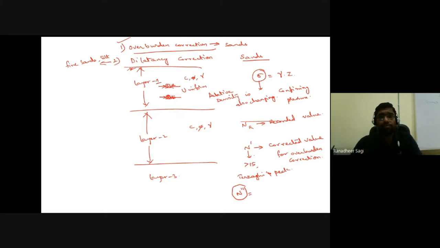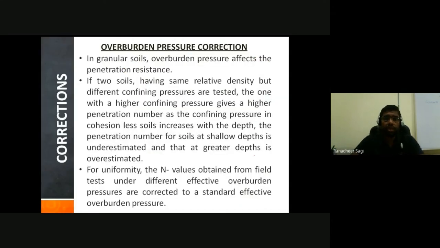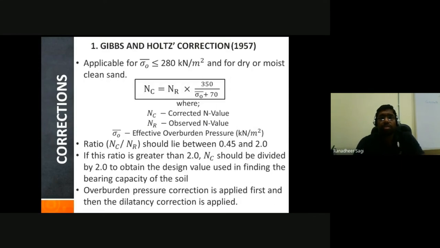Okay, so let's quickly understand the different correlations available in the literature. We have different relations given by different people for applying the overburden correction. We'll see some of those given by eminent people. One such overburden correction is given by Gibbs and Holtz. Gibbs and Holtz proposed Cn equal to 350 divided by sigma naught dash plus 70.